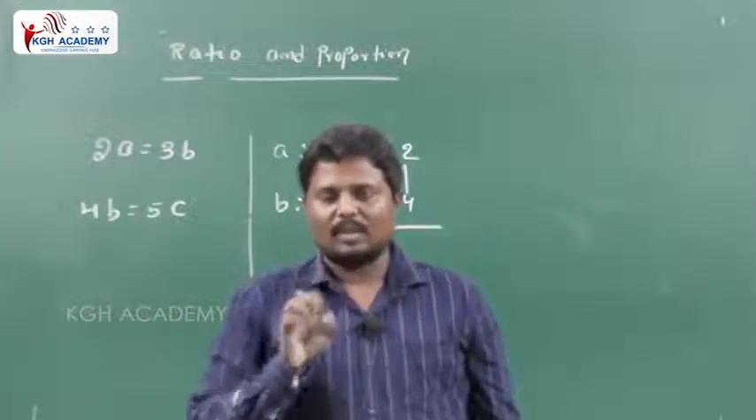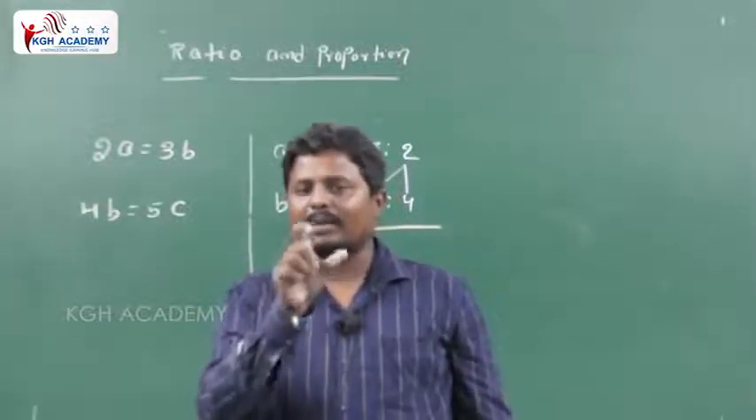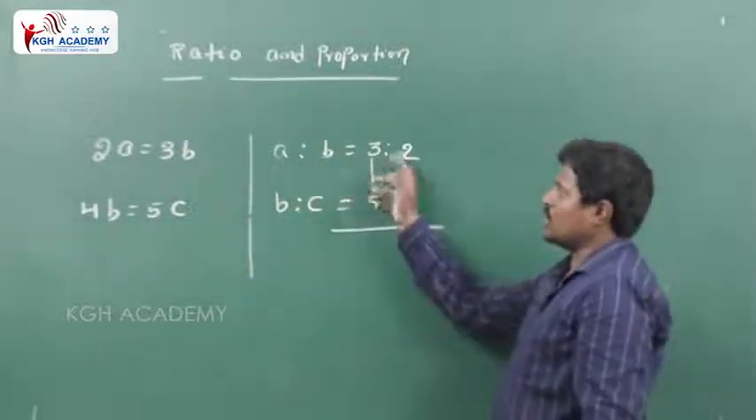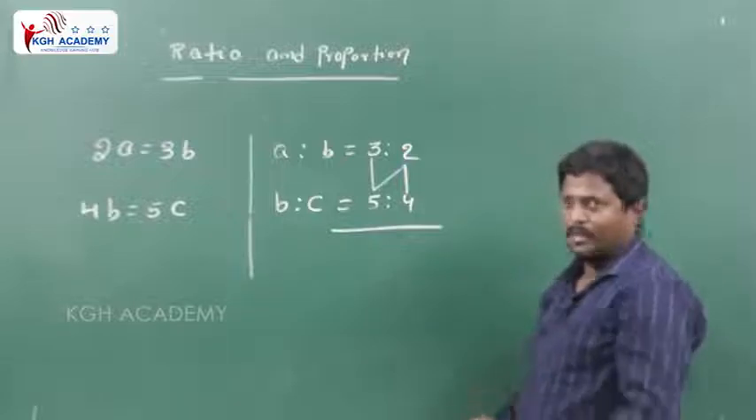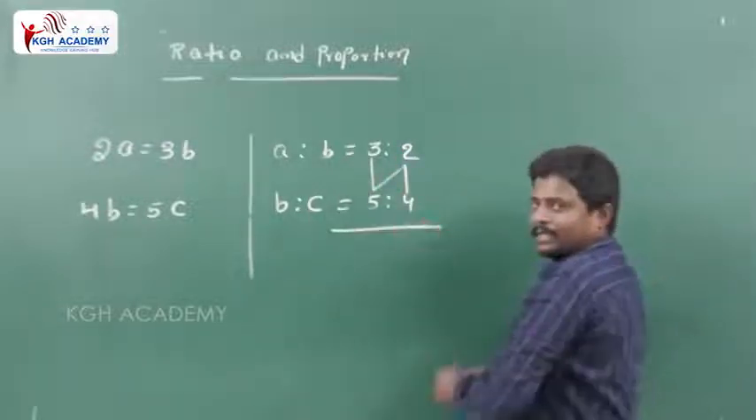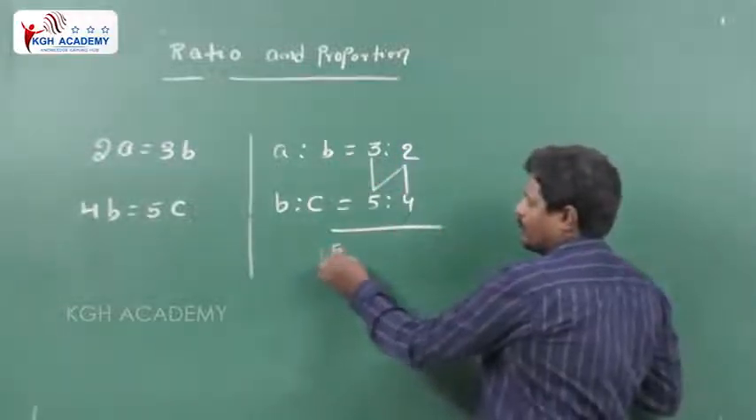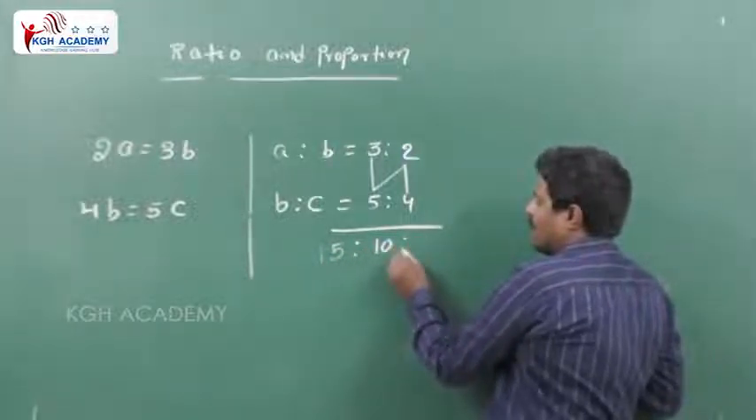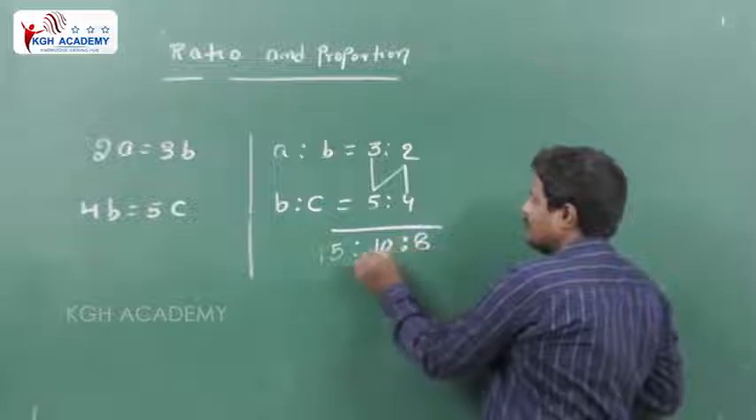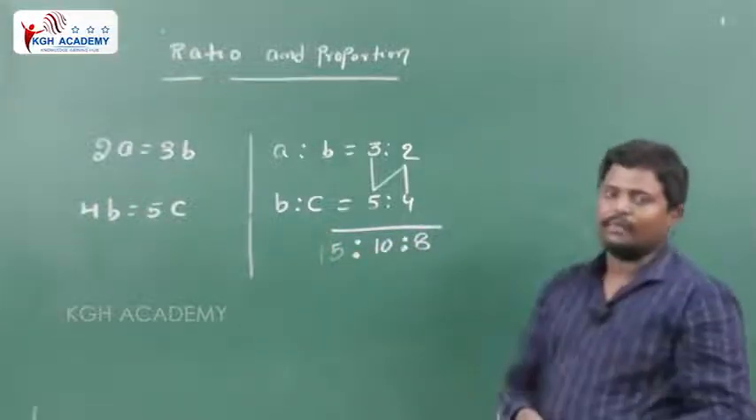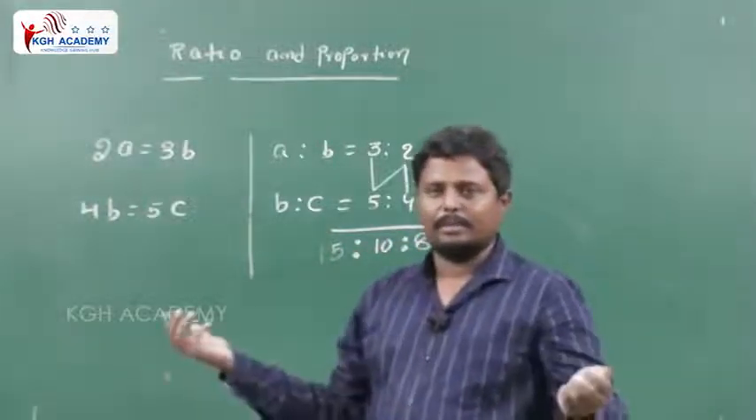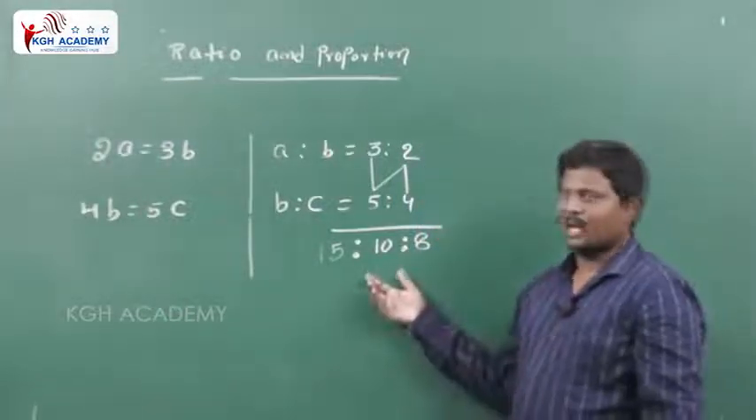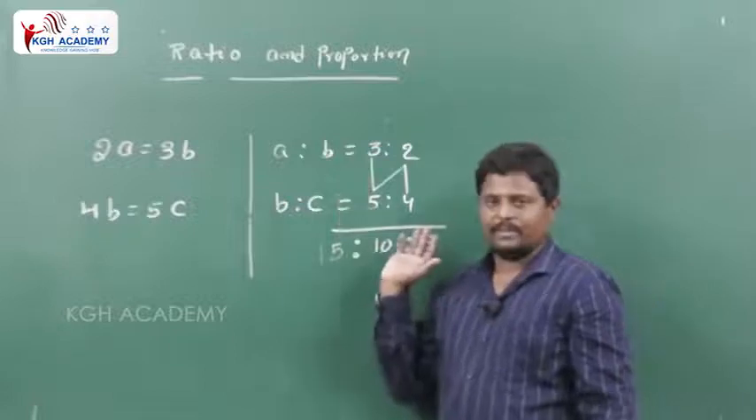The relation between A and B is nothing but inversely proportional, right? A is to B equals 3:2, B is to C equals 5:4. We just need to take cross multiplication like this. 3 5s are 15. 5 2s are 10. And 2 4s are 8. So the answer is nothing but 15:10:8. Simple. This is the ratio connection.